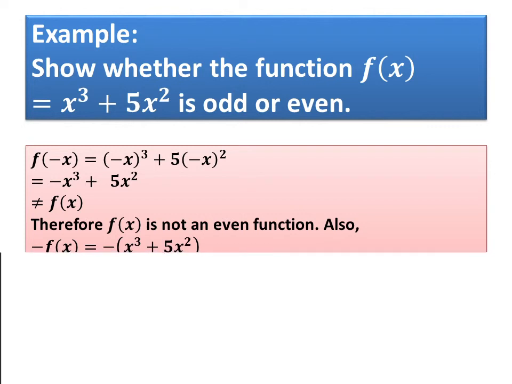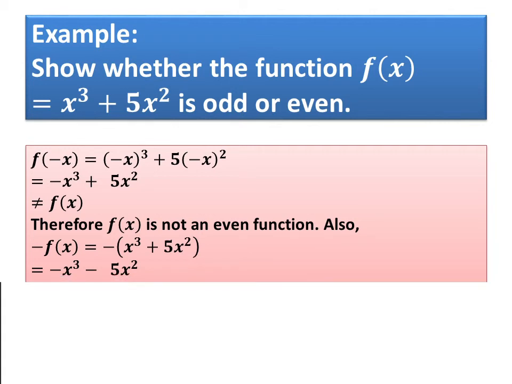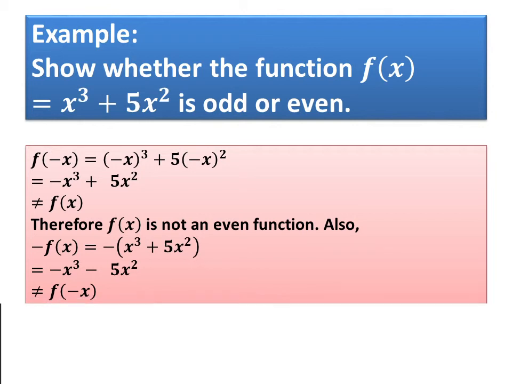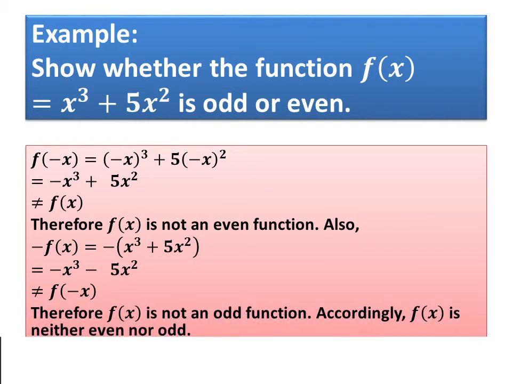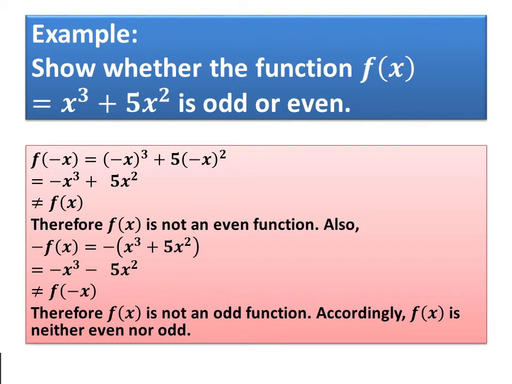Now, let's evaluate minus f of x. So I take f of x and I multiply it by minus sign. I get minus x cubed minus 5x squared. And this is also not equal to f of minus x. Therefore, the function is not an odd function. Accordingly, it's neither odd nor even.